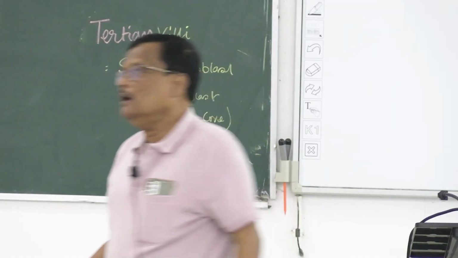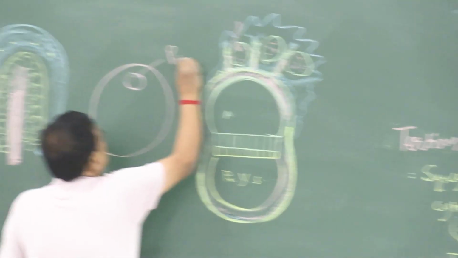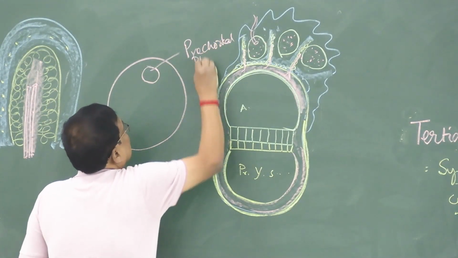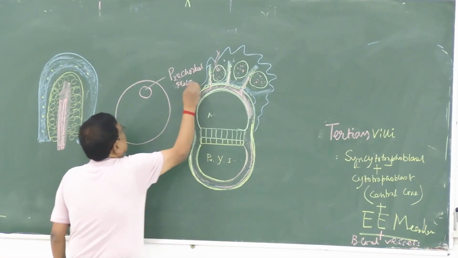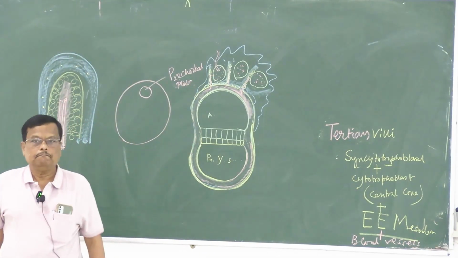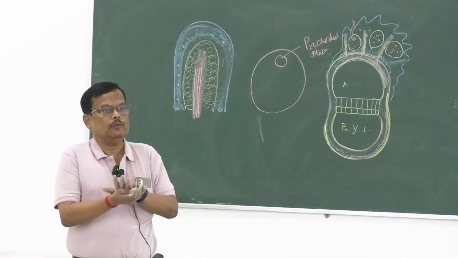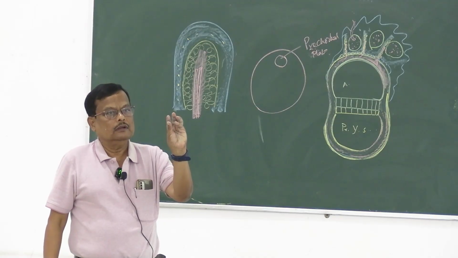We call this area the prochordal plate, or prochordal area, or prochordal plate, where the epiblast and hypoblast are tightly anchored in a circular small area.